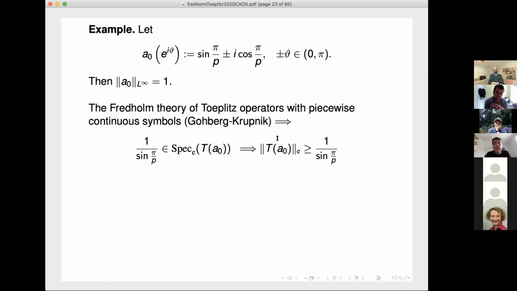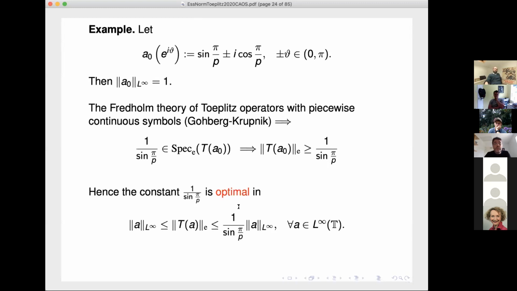So because it is in the essential spectrum, the essential norm of your operator is at least this constant. And again, A naught has L infinity norm equal to one. So this constant, one over sine, is actually an optimal constant. So this two-sided inequality is optimal. Basically, that's it. We have a complete and final answer. You cannot improve the left-hand side. You cannot improve the right inequality either, if you're talking about all L infinity symbols. That's it. End of story.